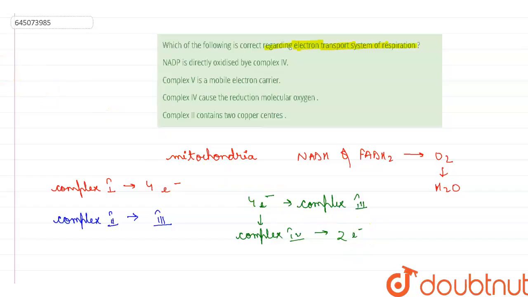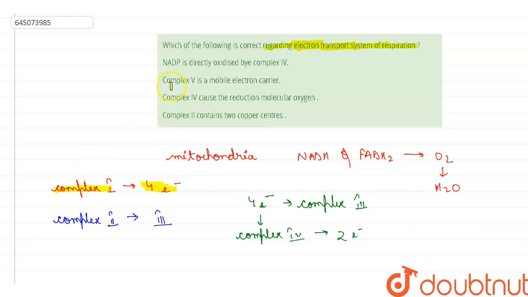Now, if you talk about the options, the first option says that NADP is directly oxidized by complex 4. I told you NADH is not oxidized by complex 4. It is oxidized by complex 1, which pumps 4 protons. So this option is incorrect.